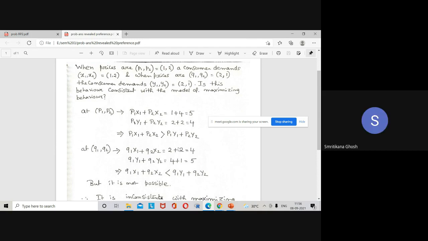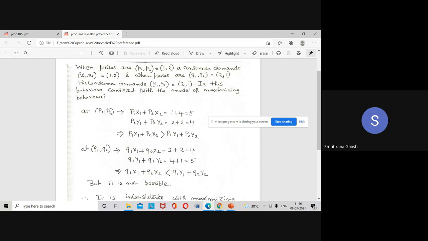So look, what is happening? At p1, p2, what is the behavior of the consumer? At p1, p2, x1, x2 is directly revealed preferred to y1, y2, and at q1, q2, y1, y2 is directly revealed preferred to x1, x2. But if you apply the weak axiom of revealed preference, it will never happen. Once x1, x2 is directly revealed preferred to y1, y2, it never happens that y1, y2 is directly revealed preferred to x1, x2, but it is happening here.